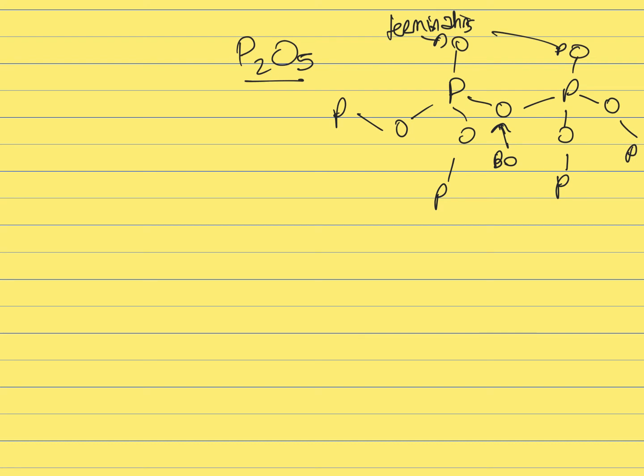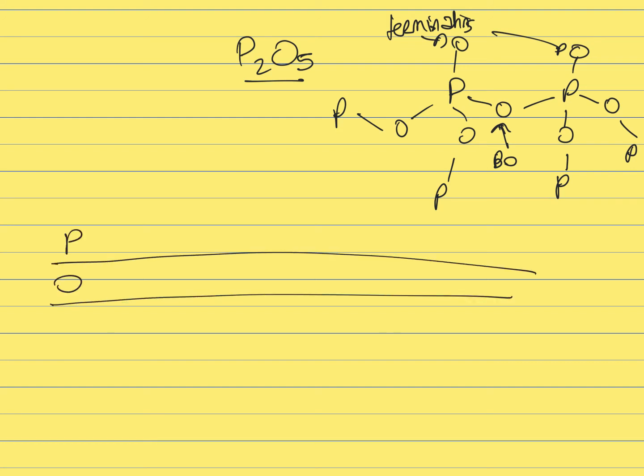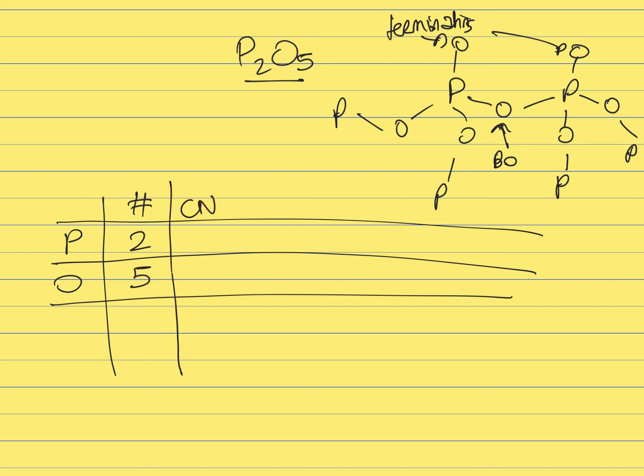So let's see the usual table. So we start with phosphorus. Now we have oxygen, and so we are going to populate this table. So first column, the stoichiometry. So in this case, the number of phosphorus is 2, and you have 5 oxygen atoms. Next column, you need to provide the coordination number. So the coordination number of phosphorus is 4.